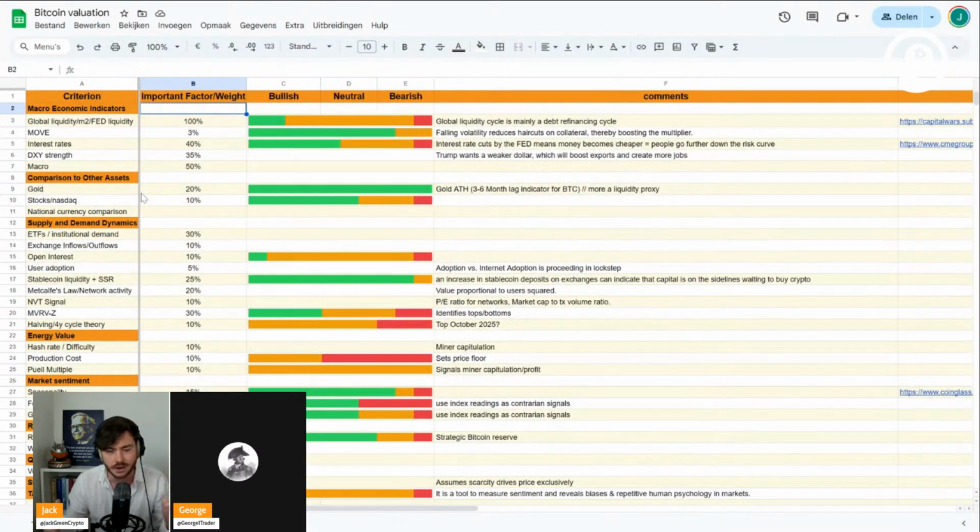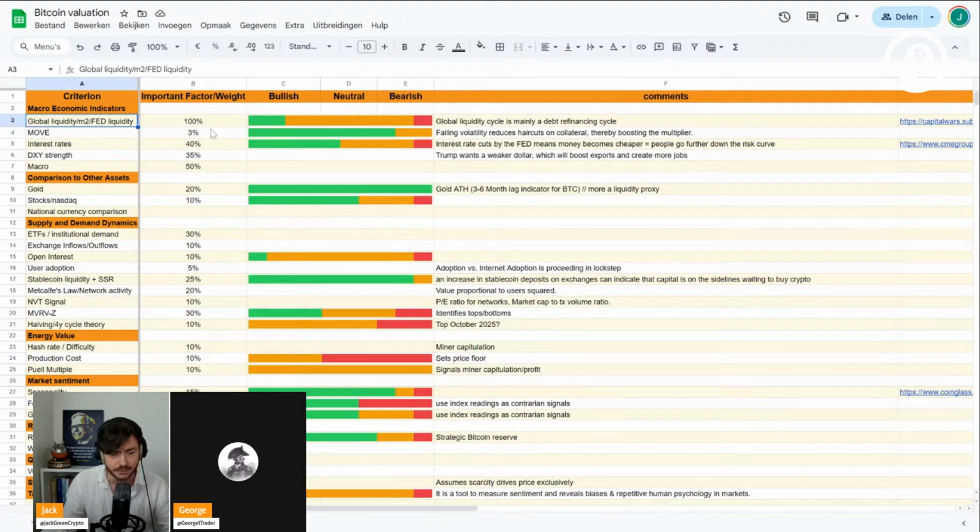You will see some metrics are maybe not here that you like, and that's because I give them zero importance factor. That's a very important thing that you need to understand for Bitcoin valuation: not every metric has the same weight or importance factor. Some metrics for me are way more important than others. For example, the production cost of the energy to mine Bitcoin, I only give it 10%. So if that's super bullish or bearish, it's not going to change my overall decision. So that's basically how this Excel works.